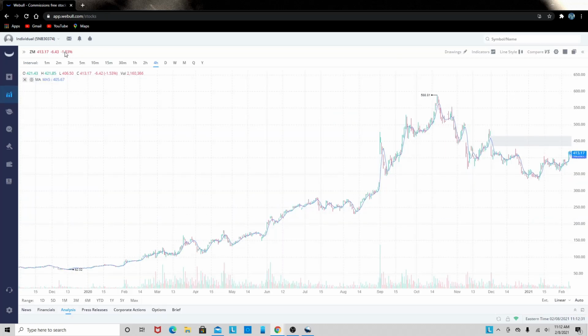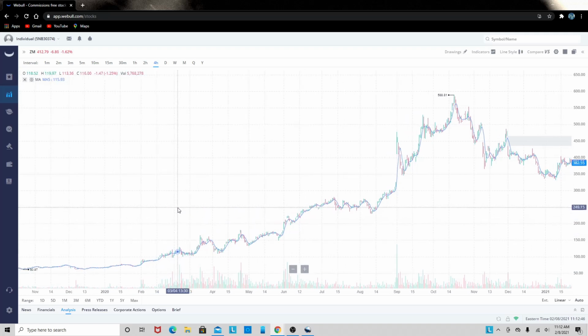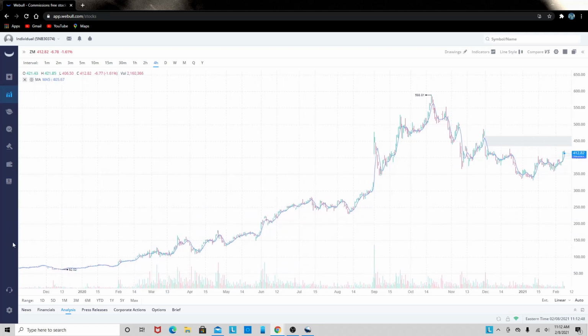Today we're taking a look at Zoom Video. It's currently trading at $413.17. It's down 1.5% today, and we're going to be mapping out the key support and resistance on the 4-hour chart. So let's just start over here.